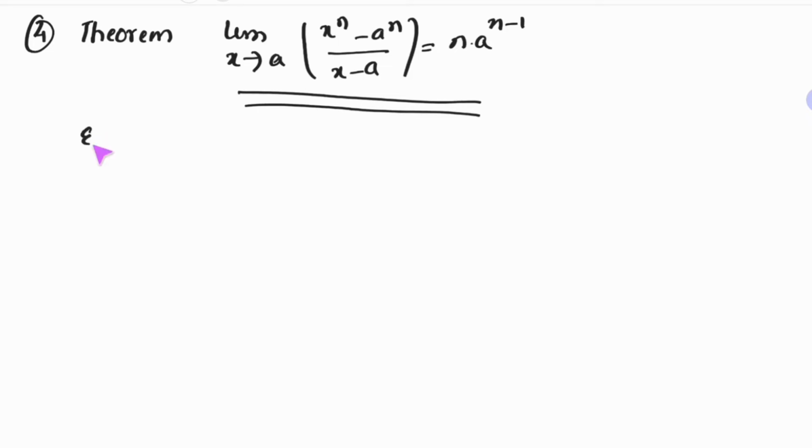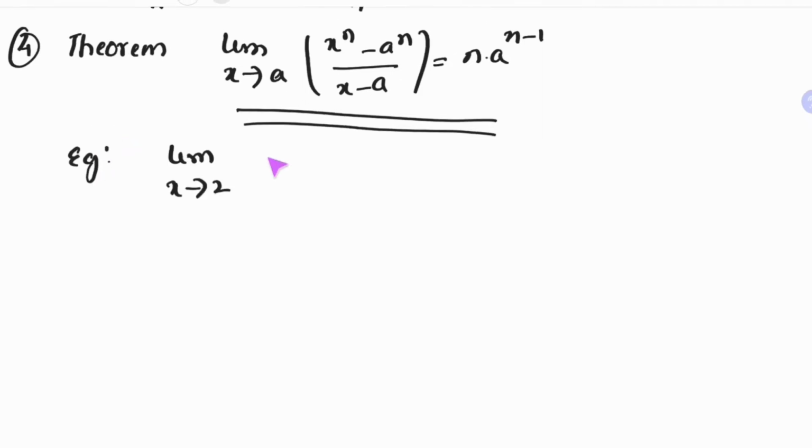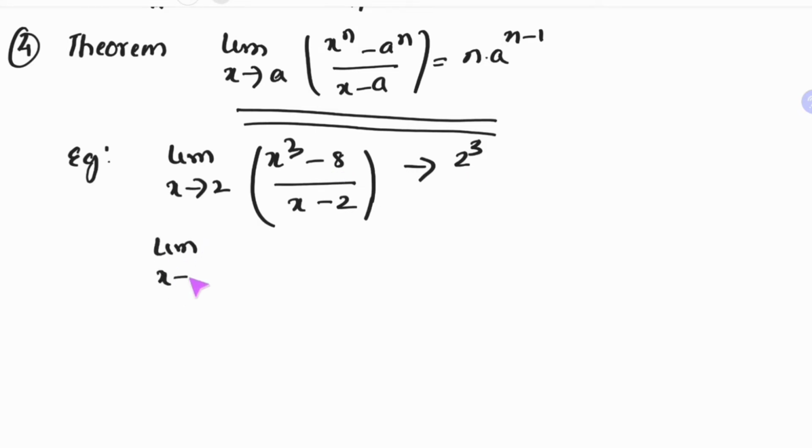So let's take an example as to how we can apply this theorem. Limit x tending to 2, x cube minus 8 by x minus 2. Whenever you have something like this, we'll have to use the theorem. That is, you have x cube here and you have x minus 2 in the denominator. You have 8. So we'll have to represent this 8 in the form of 2. So what is 8 actually? 2 cube, 2 into 2 into 2. So we'll write it like this. Limit x tending to 2, x cube minus 8, we'll write it as 2 cube by x minus 2.